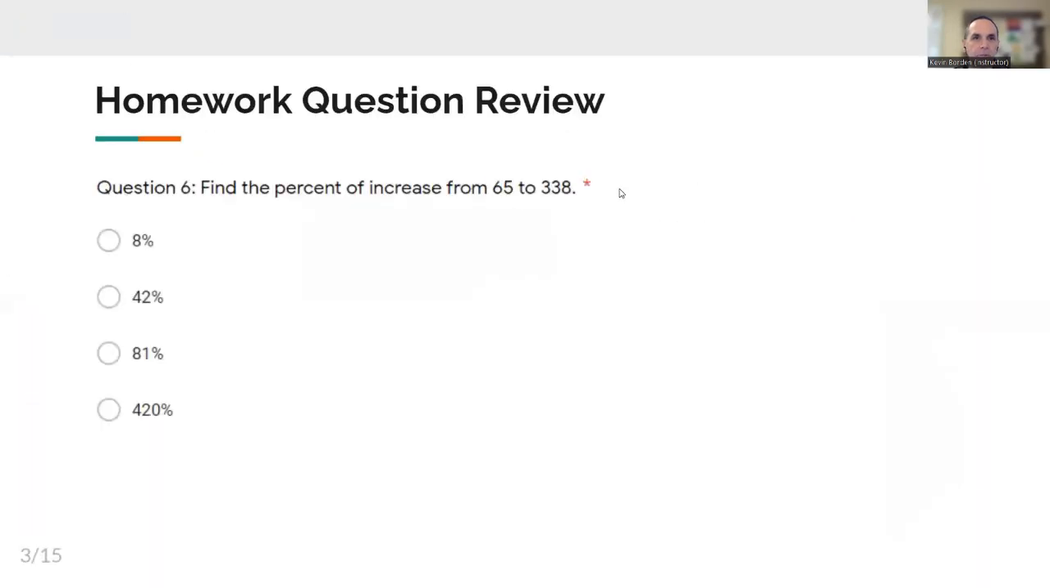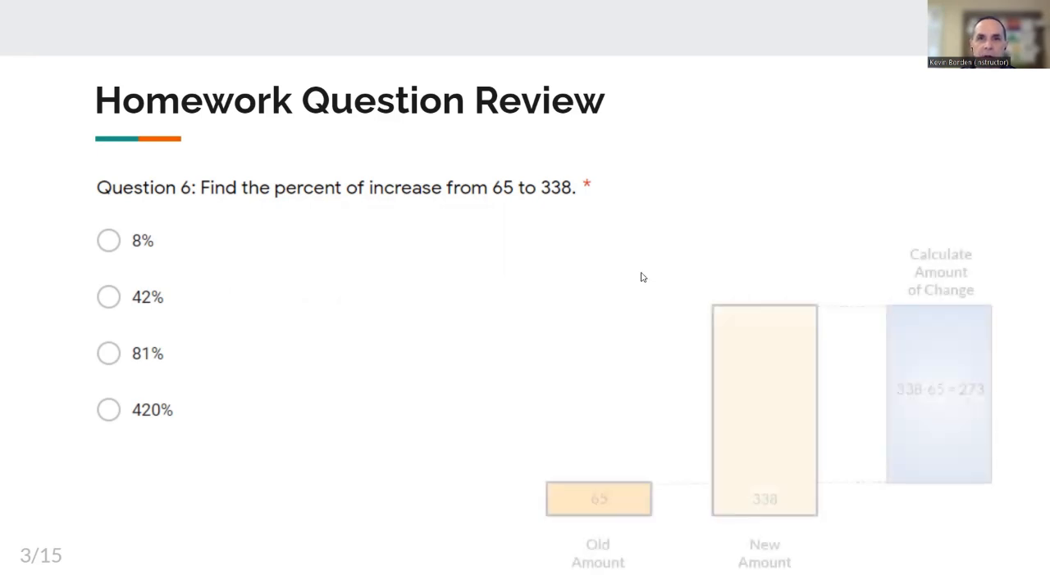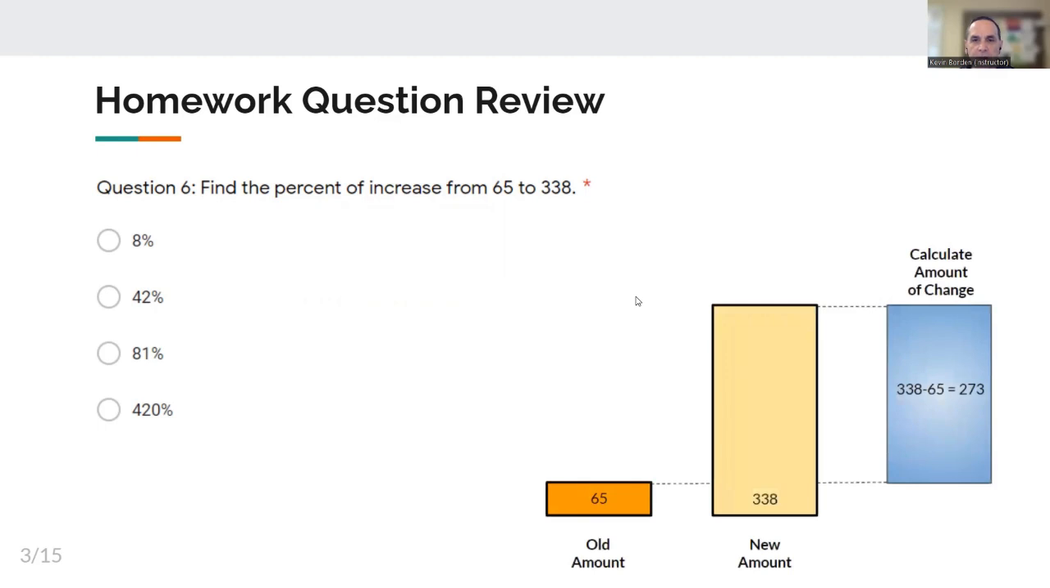All right, next question. Find the percent of increase from 65 to 338. I drew a picture of this to try to diagram. So I started out drawing a little rectangle of the old amount, and I put the number 65 in it. The new amount is 338. We talked about the fact that percent of increase is always based on the old amount, the from number. So we identified the 65 as the old amount.